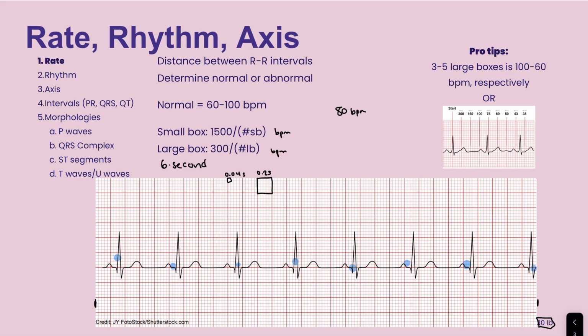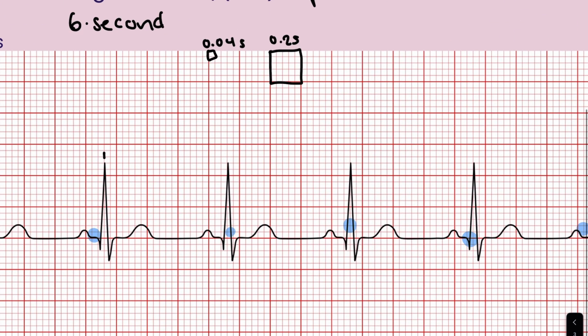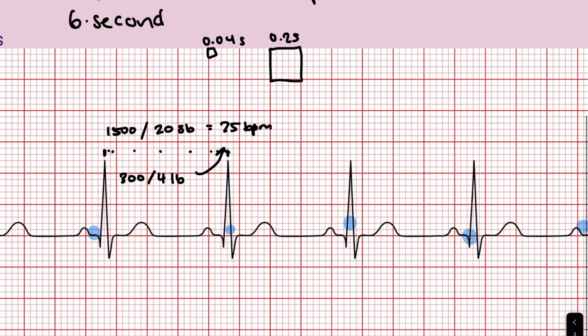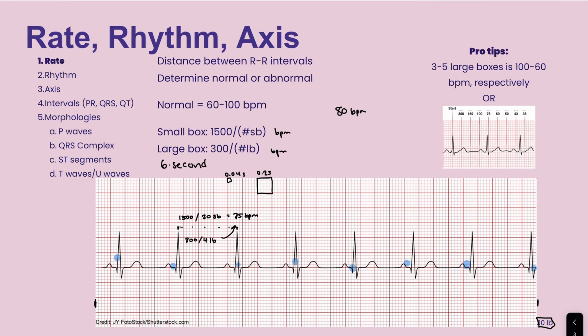Okay, now we can look at our small box method. If we mark this R peak and that R peak, and we count the number of small boxes in between, that's 5, 10, 15, 16, 17, 18, 19, 20 small boxes. And we also have 1, 2, 3, 4 large boxes. If we take that 1500 divided by 20, that'll give us 75 beats per minute. And the same sort of way, if we did 300 by 4, that would also give us that 75 beats per minute. Okay, so those are the different ways that we can look at heart rate.